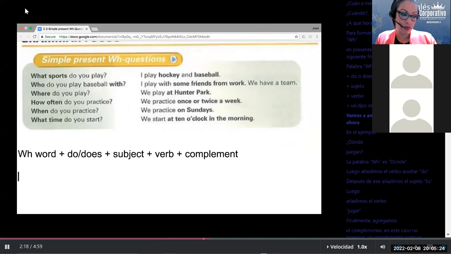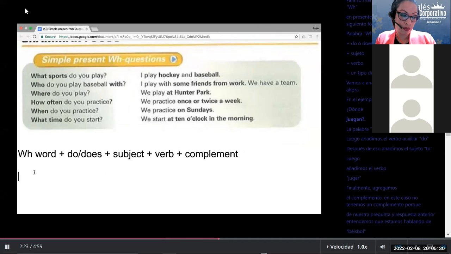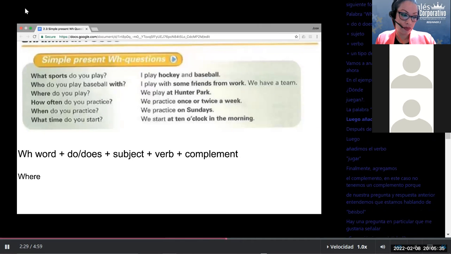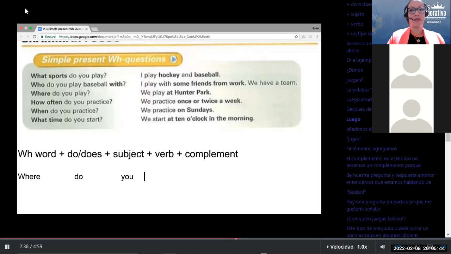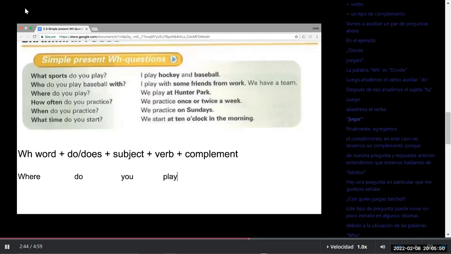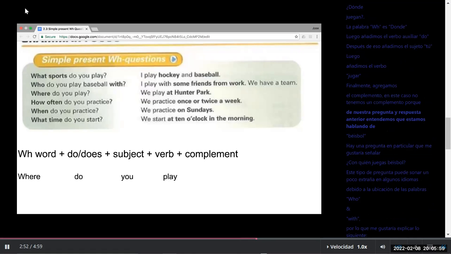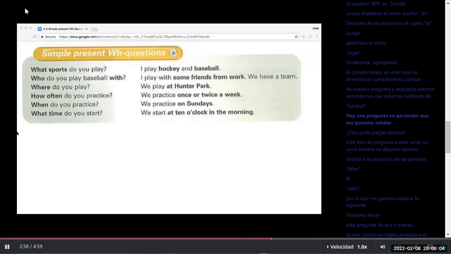Let's analyze a couple of questions now. In the example, where do you play? The WH word is where. Then we add the auxiliary verb, do. After that, we add the subject, you. Next, we add the verb play. Finally, we add the complement. In this case, we don't have a complement because from our previous question and answer, we understand that we're talking about baseball. There's one particular question that I would like to point out.